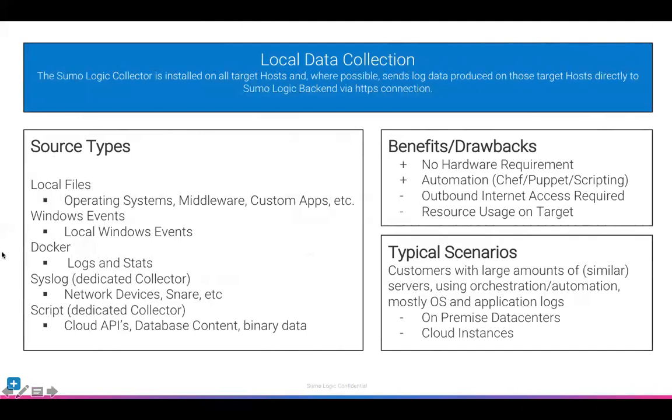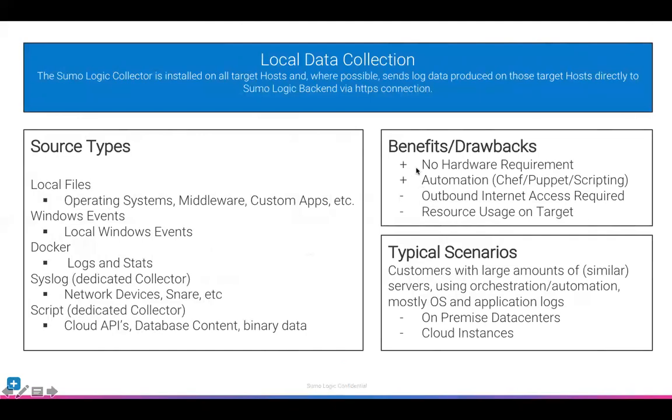So here are the different source types that you can bring in, the usual stuff, right? If you have local files, you can send your operating system, your custom apps, any Windows events, you can send over Docker stuff, syslog things, so your network devices as well. You can even have scripts sending data. So you can have a database content that has a script, grabs that data and sends it over to Sumo, right? What I'm more interested in is reviewing these benefits and drawbacks.